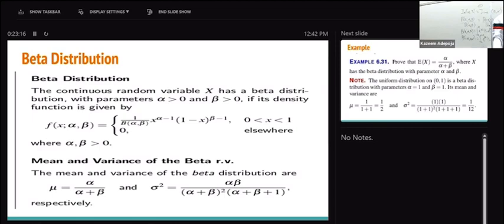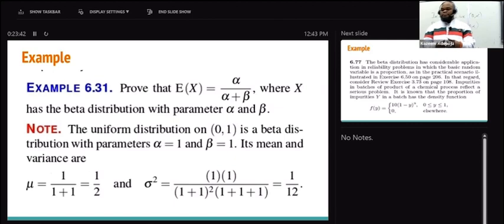Okay. Now, leaving that property, I'm going to go to the mean. How do we get the mean? I think I derived the mean the other time. And of course, you can follow the same way to derive the variance. So I'm not going to talk about that today. You can be given the beta distribution and be asked to show that the mean is equal to that and the variance is equal to that. Now, look at example 6.31. Prove that the expected value of x is equal to alpha over alpha plus beta.